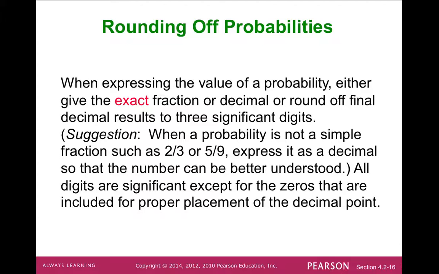Their suggestion is, when a probability is not a simple fraction, such as 2/3 or 5/9, express it as a decimal so that the number can be better understood. All digits are significant except for the zeros that are included for proper placement of the decimal point. If you're not super familiar or haven't done anything with significant digits in a long time, I recommend that you practice this, and if you need any help with this, please reach out to me.